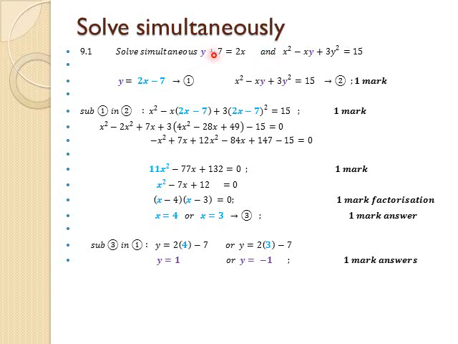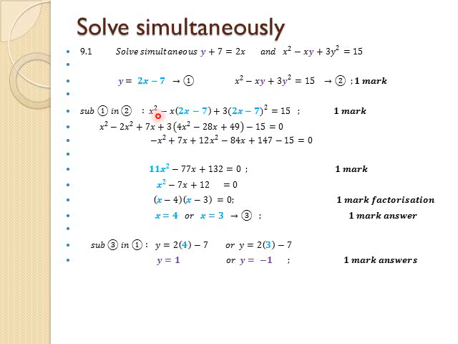So first, the linear equation, I take plus 7 over, it becomes minus 7, and I've made y the subject of the formula. So that becomes 2x minus 7, which gives me equation 1. The second one, we label as equation 2. And then we're going to say sub 1 in 2. So what we mean by that, wherever I see y, there you see y in purple, I'm going to substitute 2x minus 7 in its place.